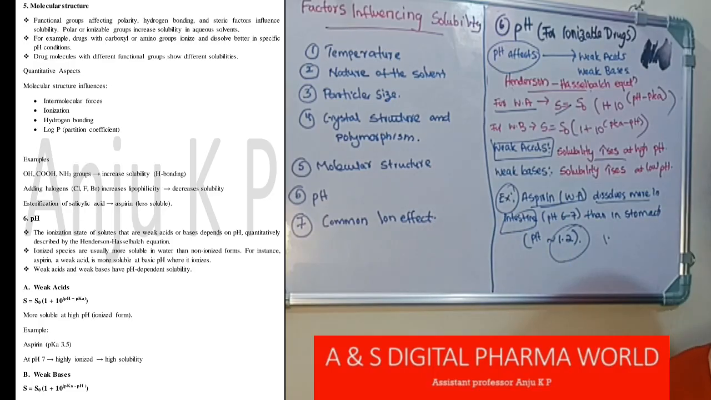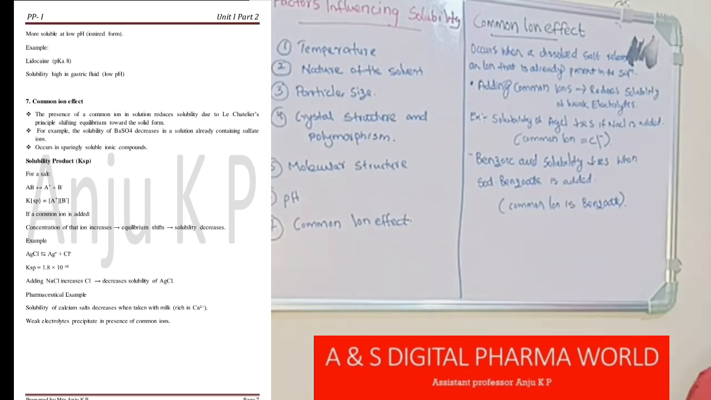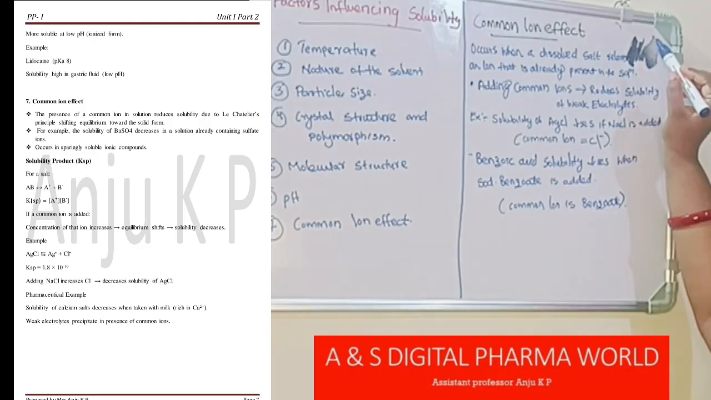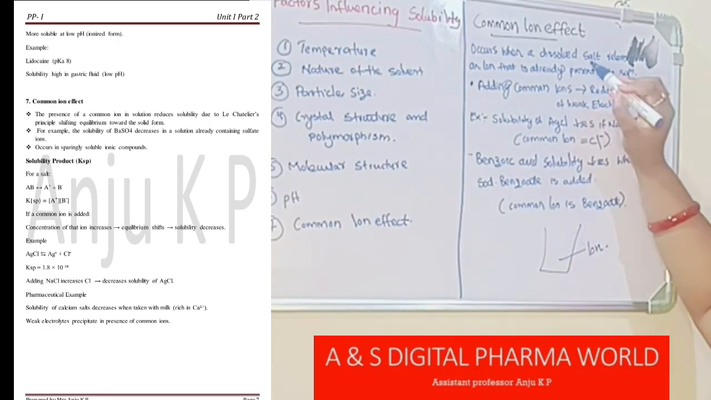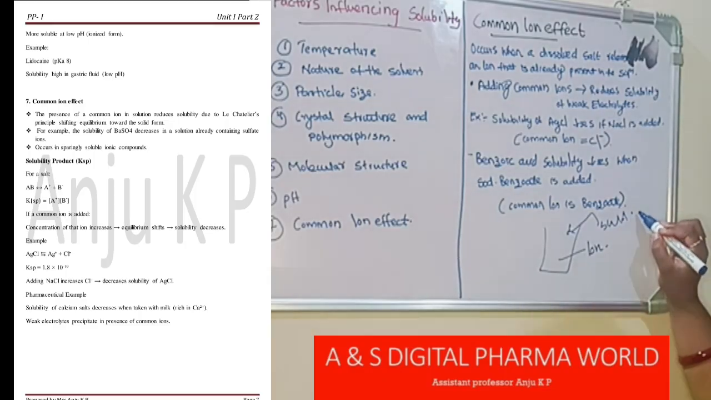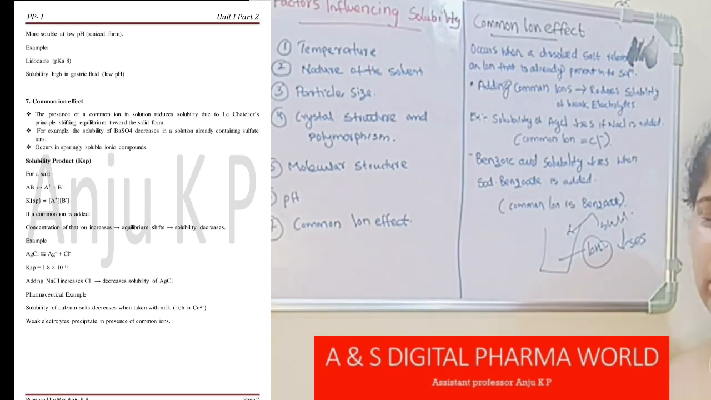Now we'll go for the last one, that is the common ion effect. The common ion effect occurs when a dissolved salt releases an ion that is already present in the solution. So you have a solution, and in the solution some ion is already present, and you are adding a salt. If that salt releases the same ion which is present in the solution, it decreases the solubility.